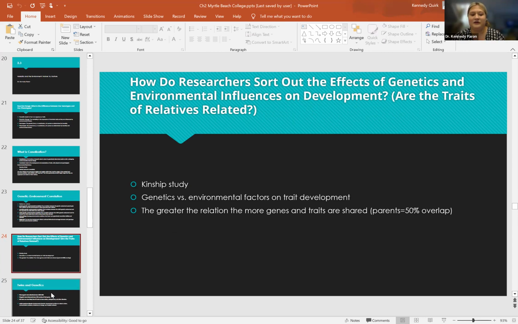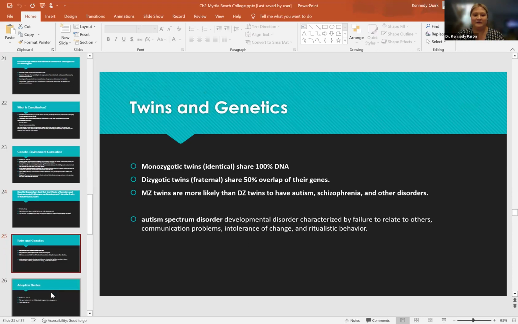There's one study I'd like to bring up. This is the kinship study. So this is in your book. So this goes over the genetic environmental factors on trait development. So we may be predisposed to some traits. However, the environment also plays a factor. So nature and nurture. So there is a greater relation between more genes and traits shared by parents. So if a parent has a personality type and physical traits, we are more than 50% likely to overlap in those traits with our parents.